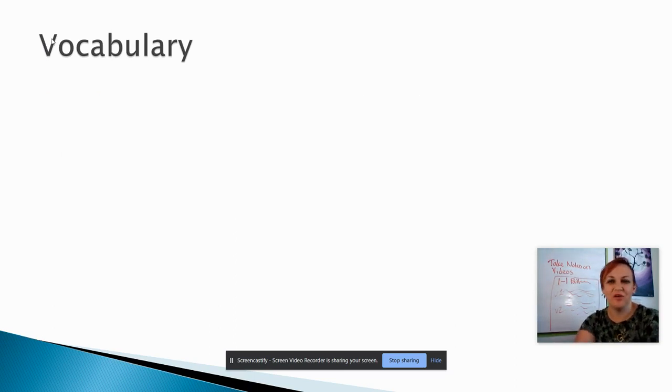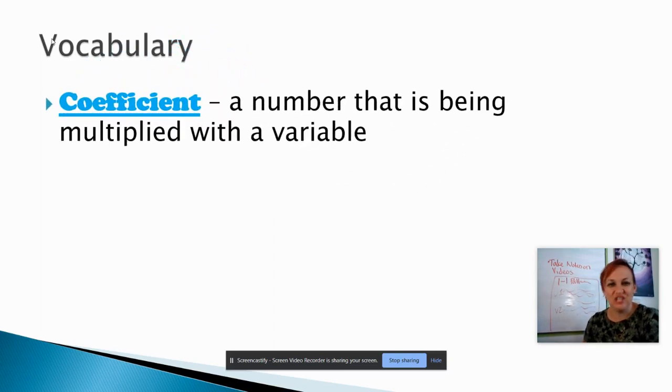Our next vocabulary word is coefficient. Again, these vocabulary words are words that I'm going to use very often in class. So you want to make sure that you understand them so that when I say coefficient, you know what I'm talking about. A coefficient is a number that's being multiplied by a variable. Coefficients are usually found in front of variables.